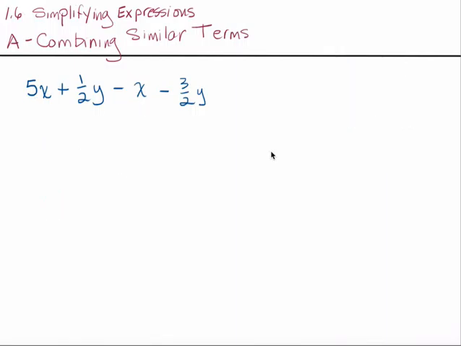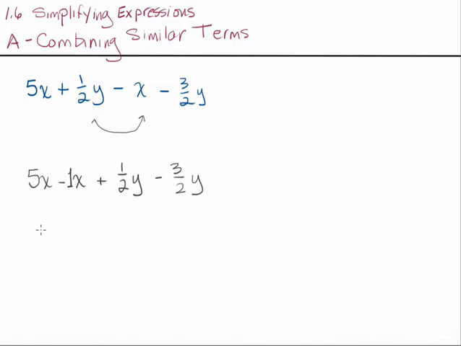Your textbook takes a slightly different approach to this problem just in the very beginning. First, it uses the commutative property of addition to reorder the terms, just like I did in the previous problem. I didn't do that here. Let's start by changing the order these two terms are in. 5x minus 1x, or minus x, plus 1/2 y minus 3/2 y.